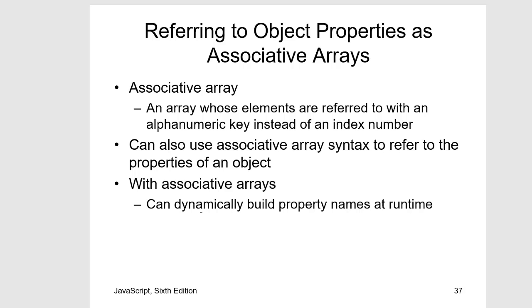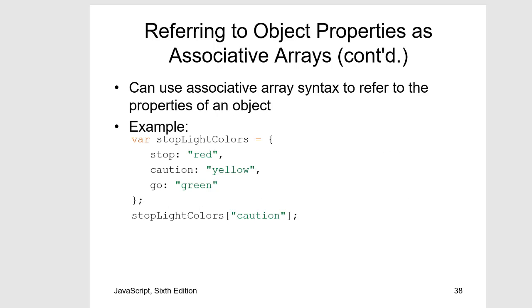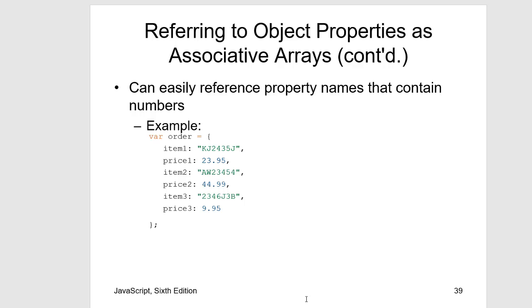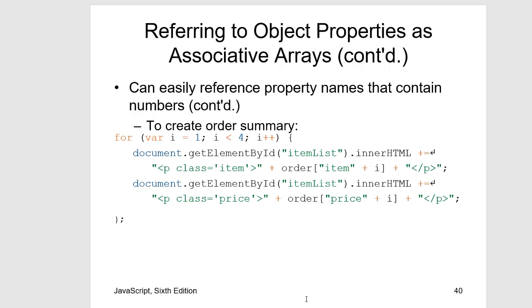So when we build associative arrays, we could build those at runtime even to define the properties that we're doing. For example, now when I call this as an array, I can call the property from stoplight colors, and choosing, instead of its index number, calling it according to its key, in this case caution, and that would return yellow.